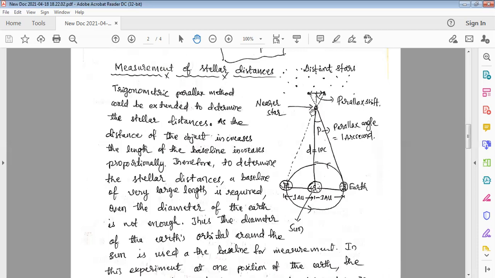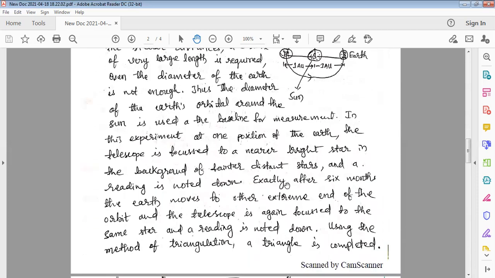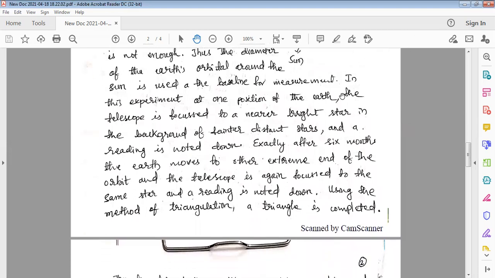So you are looking at this nearest star only, Earth is here, and you are taking one reading. Next, the telescope is focused on the nearer bright star in the background of fainter distant stars, and a reading is noted down. Next, exactly after 6 months, the Earth moves to the other extreme end of the orbit, and the telescope is again focused on the same star, and a reading is noted down. So what happens?